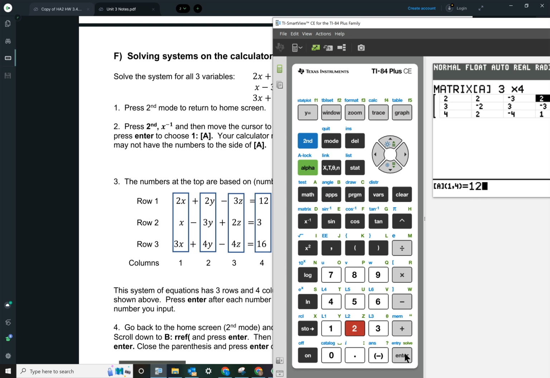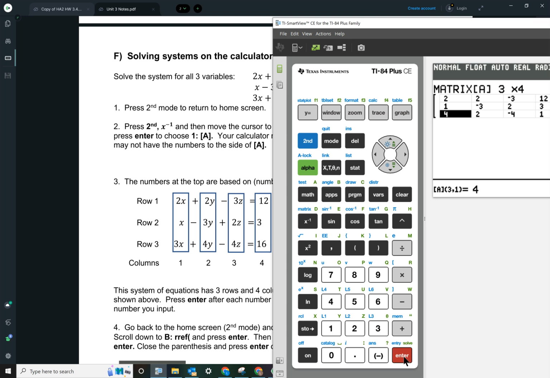And then again, when you press enter, now it's going to jump down to the second row. So now I'm going to put the entire second row in. Row 2 here is a 1 in front of the x, a -3 in front of the y, +2 in front of the z, and then my answer is a 3. So I'm going to type in 1, enter, -3, enter, 2, enter, and then the last number is a 3.